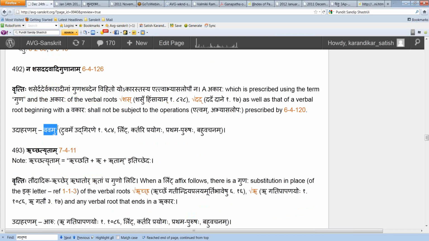Now, having said all of this, for those of you who chant Devi Mahatmyam, Chandi Pathah, Saptashati.